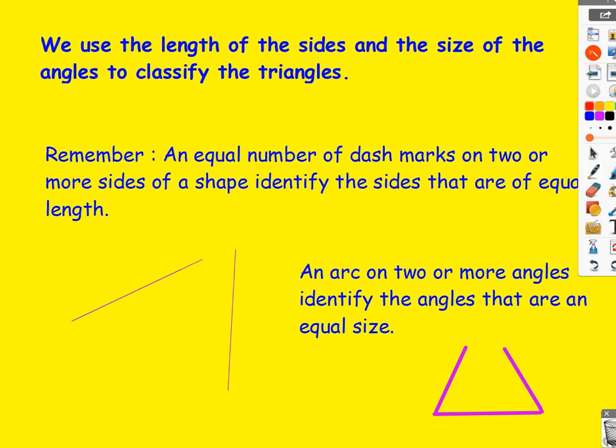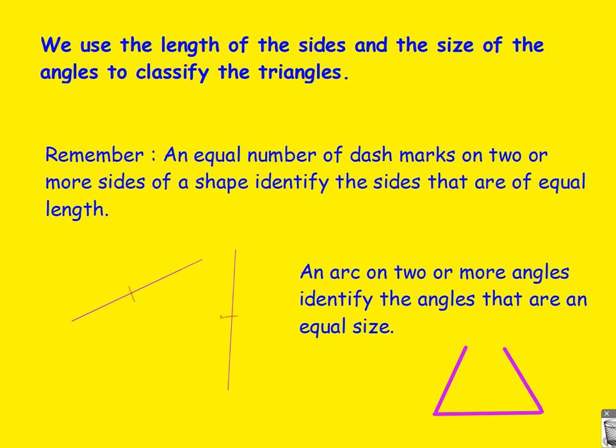Now, if I can just refresh what you've done previously, when 2 lines are the same length, we put a little dash on those lines to show that they are the same length. And we're going to continue doing that today. So if you see a little dash on 2 or more lines, you know that they're the same length. And we're going to do the same with angles. So any angles which are the same size, we're going to mark them with an arc. So if you see an arc on 2 or more angles, you know that they are the same size.